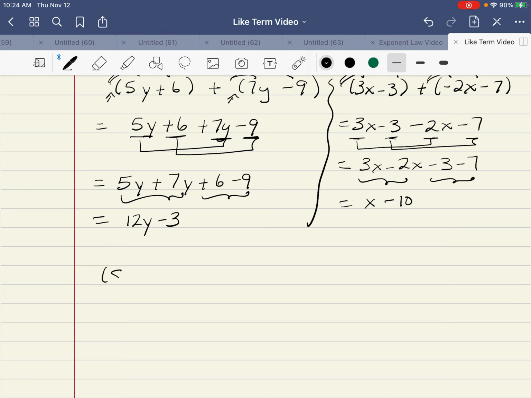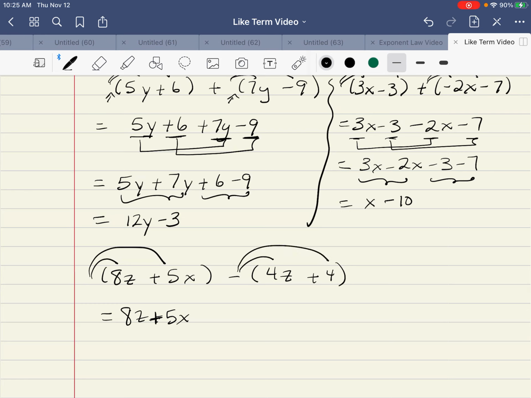Now, I'm going to show you this one here. Let's use z to change it up a bit. I've got 8z plus 5x in one bracket. Then I've got a minus 4z plus 4. Well, there's a 1 in front of the first bracket, so I'm going to multiply through, and it doesn't change anything. But here, change my plus sign there. It's not a 1, it's a minus 1. So when you're multiplying through by negative 1, that will have a change. Negative 1 times positive 4z is going to be minus 4z. Negative 1 times positive 4 is going to be minus 4. So again, it wasn't 1, it was minus 1.